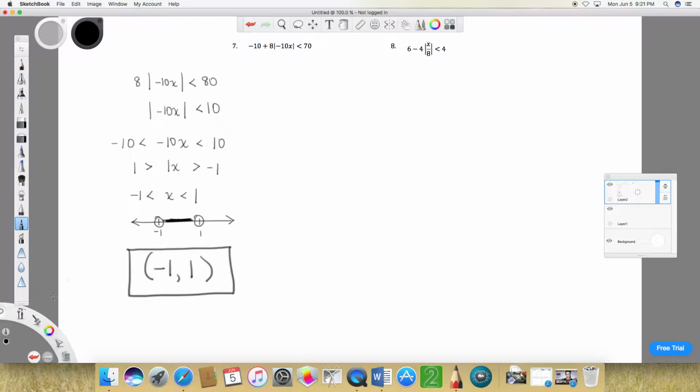All right, so let's take a look at number 8 and try to solve it. Our absolute value is not by itself, so I'm going to subtract 6 from both sides. So I have negative 4 times this absolute value expression is less than, and 4 minus 6 is negative 2. Now I need to divide both sides by a negative 4, and since I'm dividing by a negative number, the inequality arrow changes direction. And negative 2 divided by a negative 4 is 2/4, which reduces to 1/2.